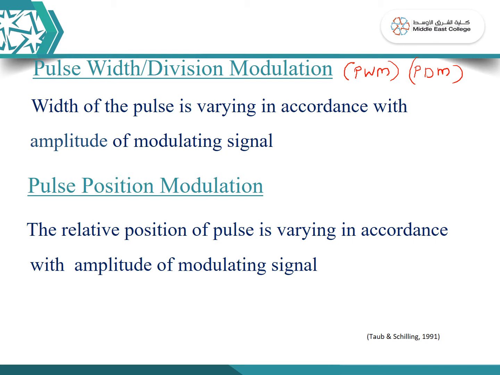Next is pulse position modulation. Actually, width and position are somewhat nearby ways. Pulse position modulation means the position of the pulse will change in accordance with the instantaneous amplitude of the modulating signal. That is called PPM. So now PAM, PWM and PPM. Now we will see how to generate PWM modulation and PPM modulation.